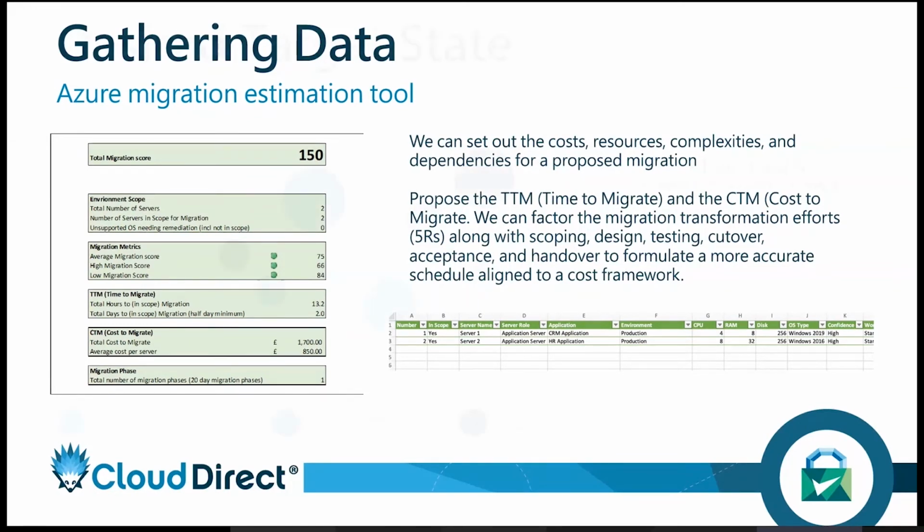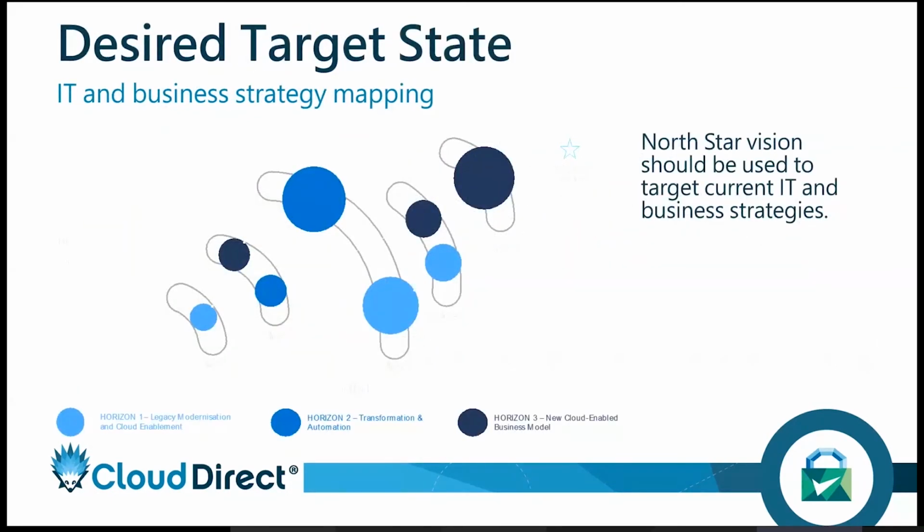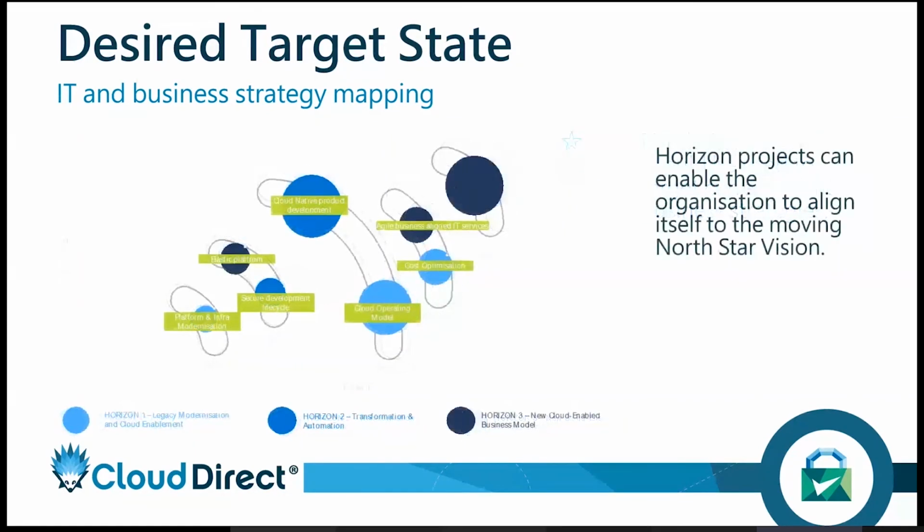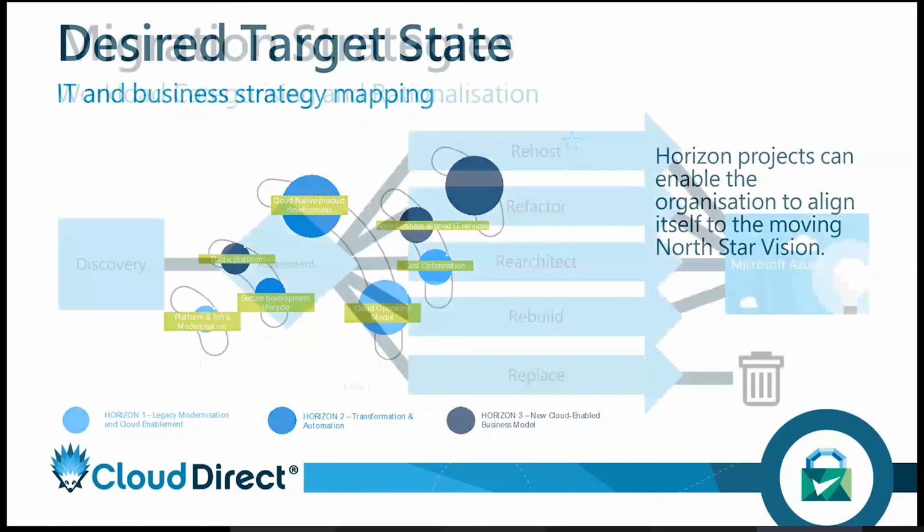So once we've got some costs, things that can affect that massively is this concept of a North Star vision. There's normally a background on there that you can see, and it's really about aligning your business and IT strategies together. It's not come out very nice, so I'll just talk about it quickly and then we can move on.